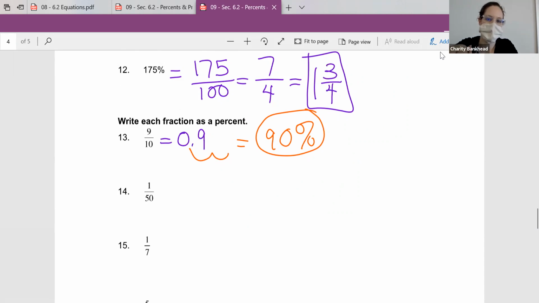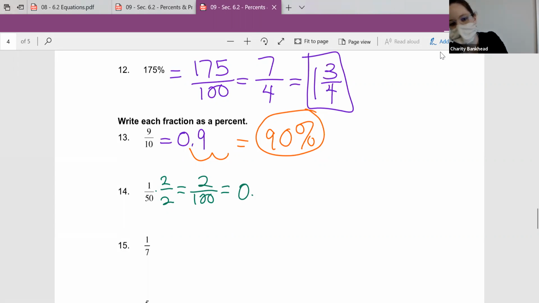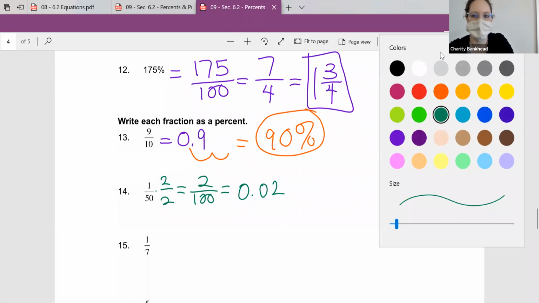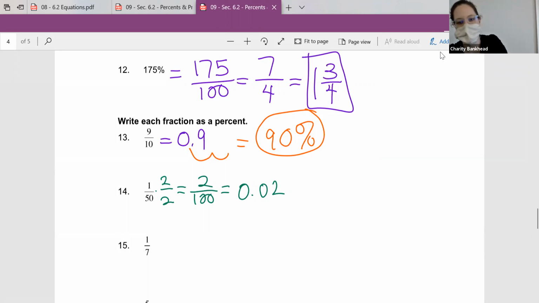Okay, and 1 over 50. So change that to a decimal. In this case, an easy way to do that would be to multiply the top and bottom by 2. That'd be 2 over 100, which I could easily write as 0.02. And then to change that to a percent, I just move the decimal point 2 times to the right, making it equal to 2%.